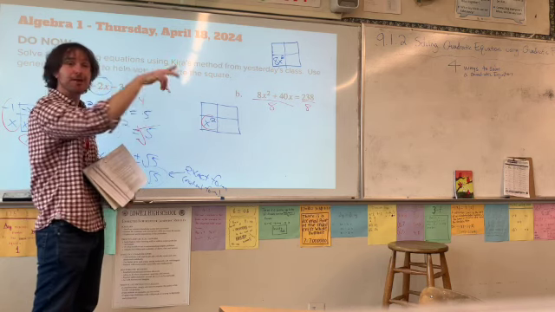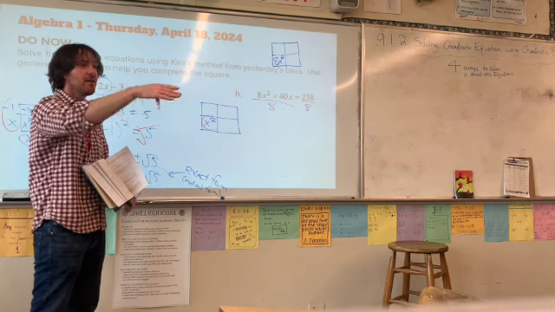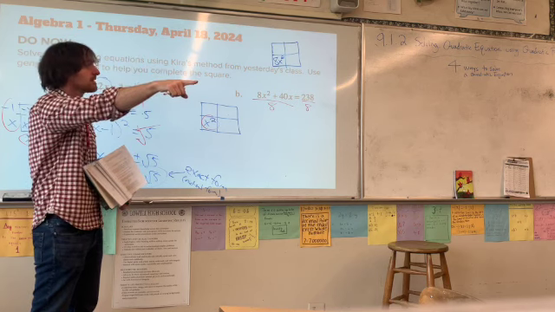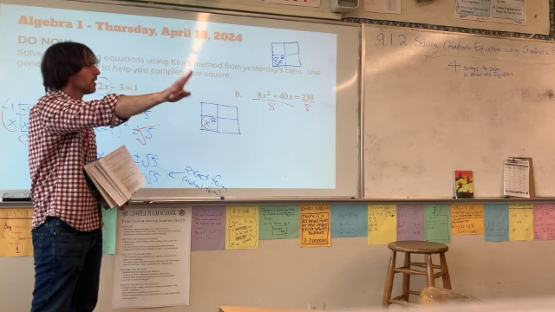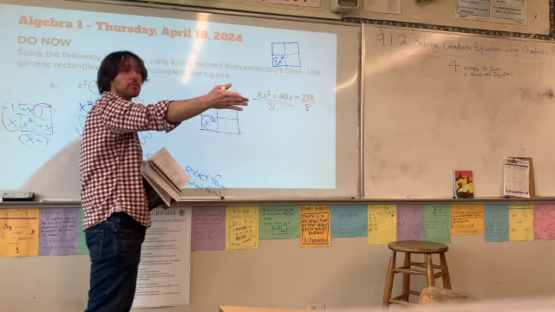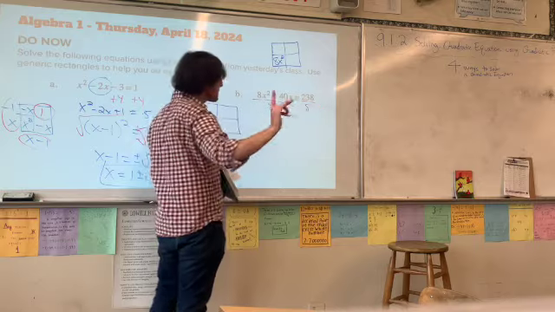If we divide both sides by 8, it's not a perfect square yet. 238 over 8 isn't even a whole number when you divide it. Okay, so let's just see here.